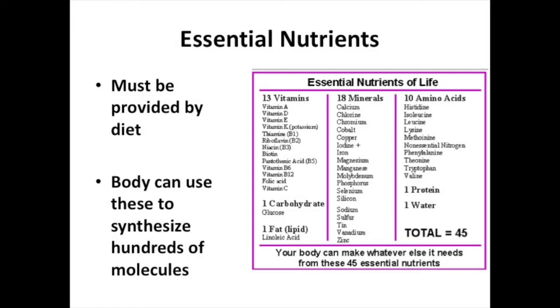For example, if you look over at the amino acids column, there are 10 listed there. If you remember back from when you learned about how amino acids make proteins, there are 20 different amino acids that we use to make proteins. What that means is these 10 we have to consume from our food, and then the other 10 can be made from these or some other substances in our diet.